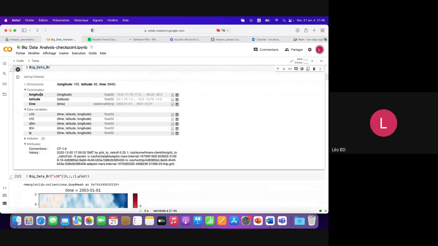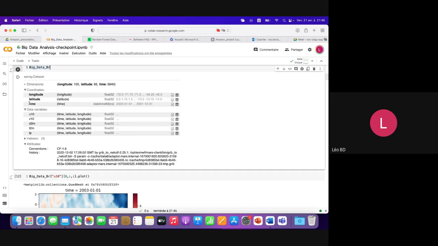As I told you before, we have information about coordinates such as longitude and latitude here. We see that our data set for Brazil goes from -72 in longitude to -46, so this is from west to east. And in latitude, it's from 2 degrees north to -14 degrees south. So this is kind of a square of data that I'll show you later.